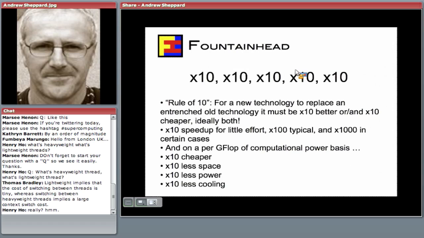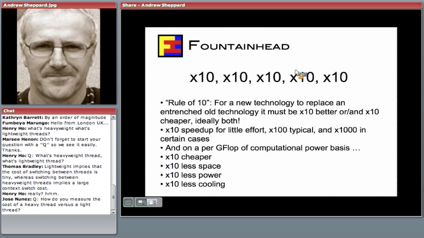Now, first of all, in terms of speed up, if it's a numerically intensive and data parallel type of problem you're solving, we typically don't just see ×10 speed ups. We actually see times 100 is more typical, and in exceptional cases times 1,000. And then on a per gigaflop computational basis, GPU technology is 10 times cheaper than CPU, requires 1/10 the space, 1/10 the power, and power is related to cooling, so it's actually 1/10 the cooling. So it's a ×10 technology in many respects. In that sense, it meets my kind of rule of 10. I think it'll fare well in terms of complementing CPUs at the very least, if not replacing them, because they do slightly different things.